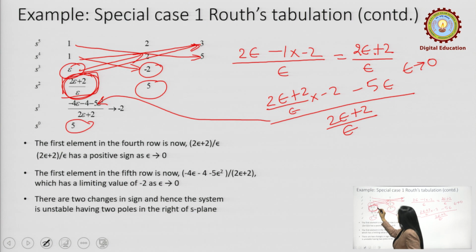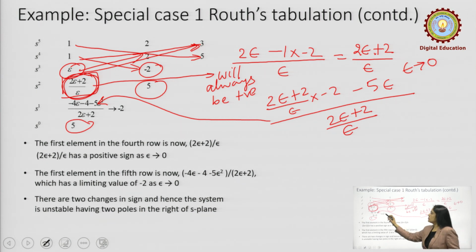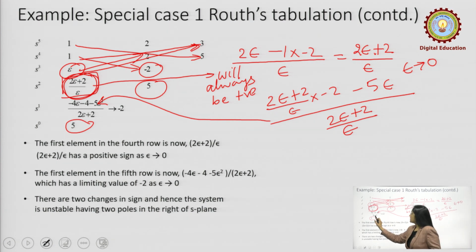Therefore, this term will always be positive. So, there is no sign change, this is a small positive number and this is also a small positive number. Now, we are going to set the limit epsilon tends to 0.